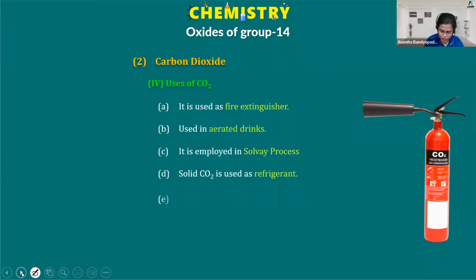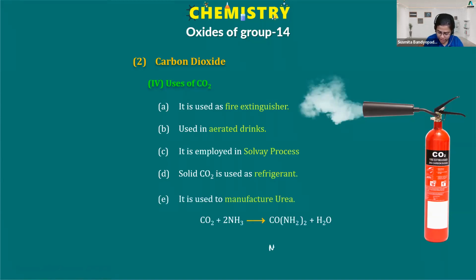Good. Solid CO2 is used as a refrigerant. It's used to manufacture urea. By the way, urea, better we write as NH2CONH2, though they have given it like this.